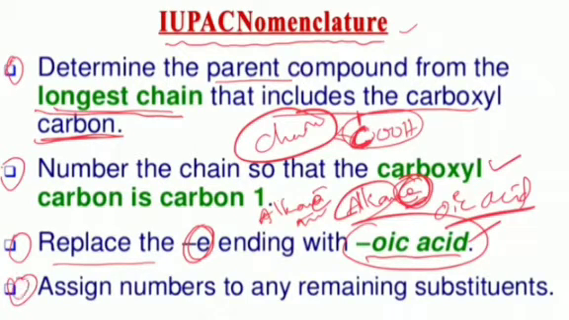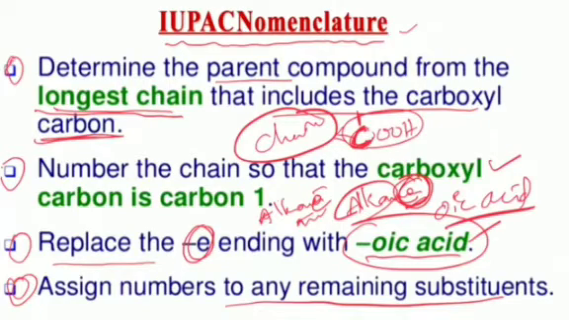And the next point is assign the numbers to any remaining substituents. So if that parent chain contains different types of substituents, you have to give the numbering to those substituents. So these are some rules under the IUPAC nomenclature. So then only you can give the name of a particular carboxylic acid.